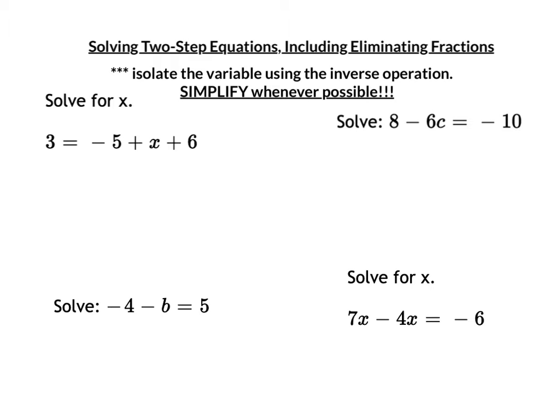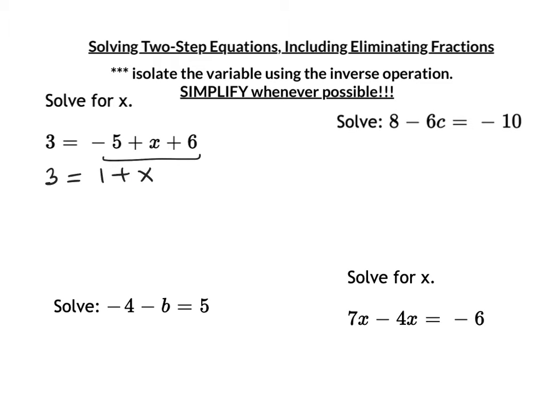Okay, the number one thing we need to remember, number one rule in algebra, up near the top: simplify whenever possible. Always look for things on one side of the equation you can combine. Like in this first example, on that side, the negative 5 and 6 are like terms. I can combine them. Now, I'm not doing things to both sides. I'm just combining the negative 5 and the 6. So I get 3 equals negative 5 plus 6 is 1, 1 plus x.